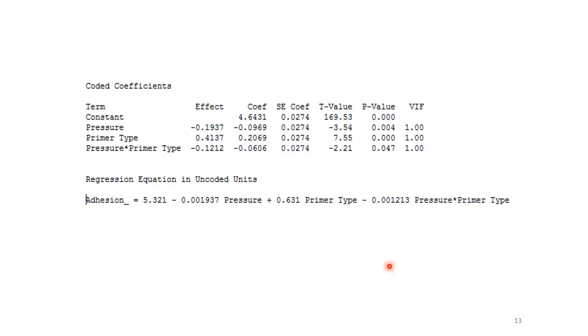All the terms in the model are significant at the 5% significance level, so no model reduction is necessary. The full model will be our final model. Minitab provides a model fit in both the coded and uncoded units. We can use the final model to predict paint adhesion.